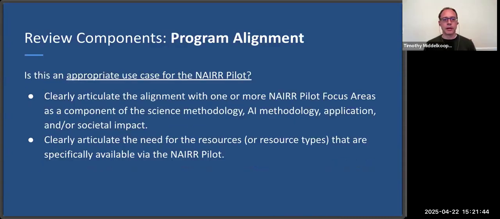Thank you, Lauren. With regard to program alignment, reviewers will be asking whether your proposed work requires resources like those available via the NAIRR Pilot that are not otherwise available to the proposer. Be sure to address this criteria by articulating the alignment with the specific NAIRR focus areas and by describing why you are pursuing resources available via the NAIRR Pilot.